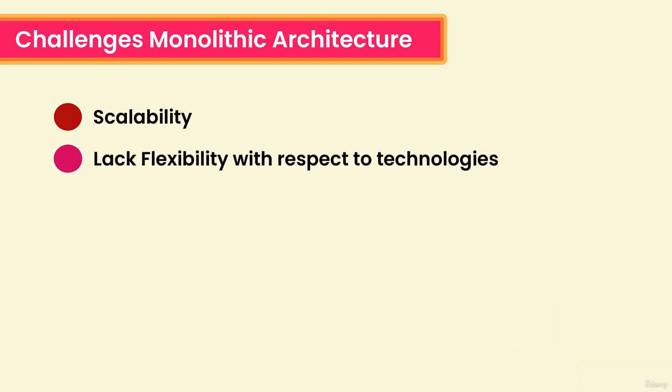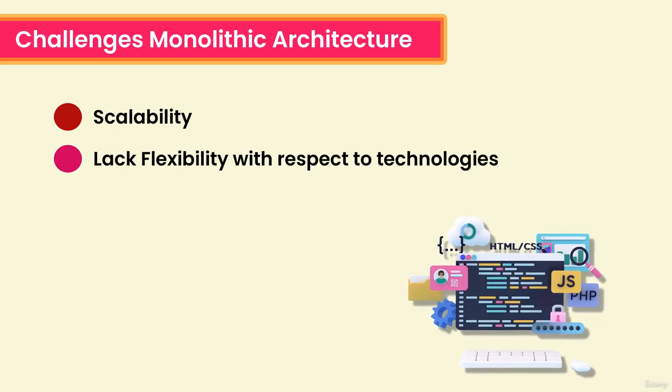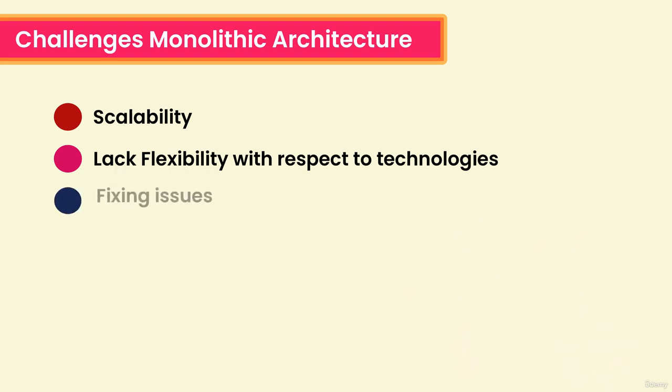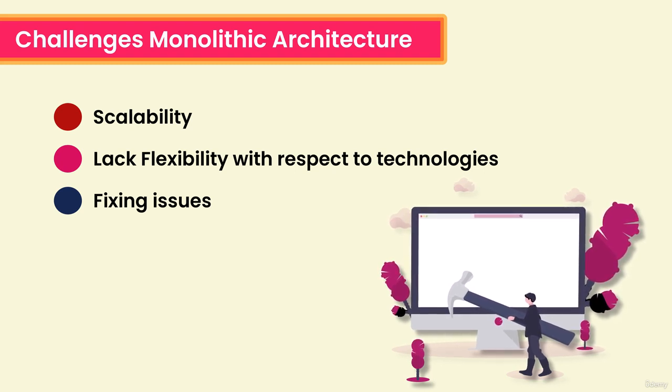Second is flexibility with respect to technologies. Another drawback is the lack of flexibility in choosing different technologies for different parts of the application. In a monolithic architecture, all components must have the same technology stack, which can limit the ability to adapt to new technologies or frameworks. Next one is about fixing issues. Since monolithic architecture has tightly coupled components, fixing issues in one component can break the other component. You end up doing the code changes at multiple places.